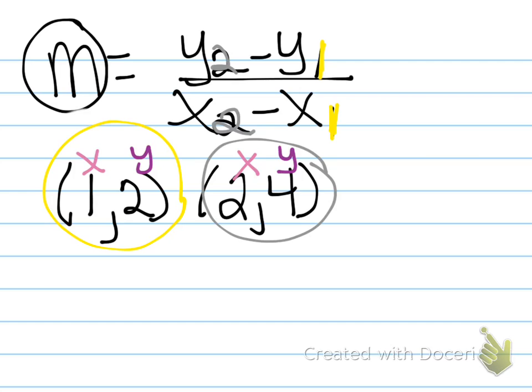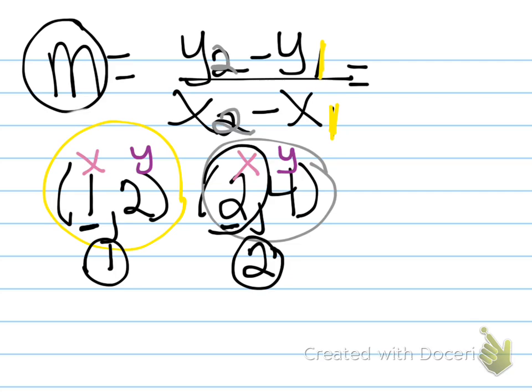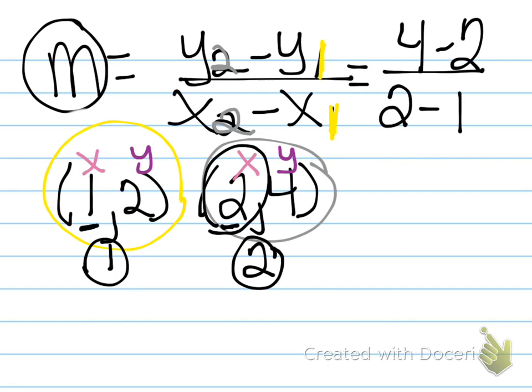Okay, so let's go ahead and figure out what goes where. Let me get my black back. Okay, so x1, x2, but we're going to start here first. So x, my second ordered pair versus my first ordered pair. So we're going to go 2 minus 1, and then my y's, I have a 4 minus a 2. Okay, so what does that give me? What am I left with?